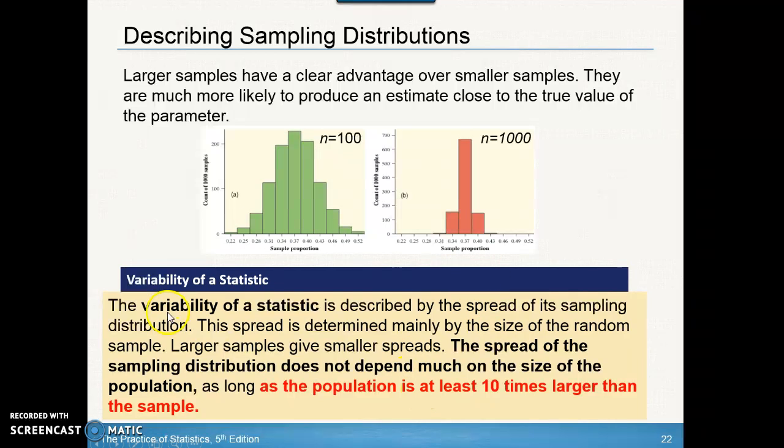The spread of the sampling distribution does not depend on the size of the population. We don't really care how big the population is. The spread is not affected by the population. It's just affected by the size of the sample that you take, from which you find the sample mean or proportion. Just remember, this holds as long as the population is at least 10 times the sample size. If each of these were samples of 1,000, we would need the population to be 10,000. If this was samples of 100, we need the population to be 1,000. The population does not change what my sampling distribution looks like as long as the population is 10 times the sample size.